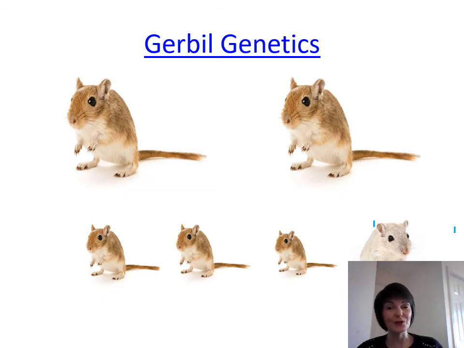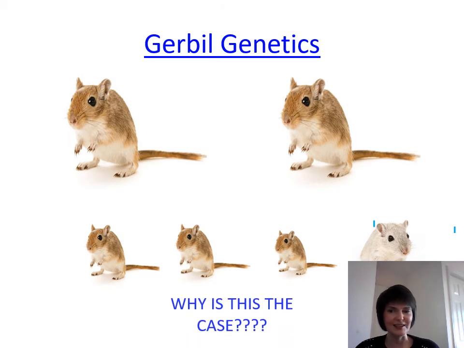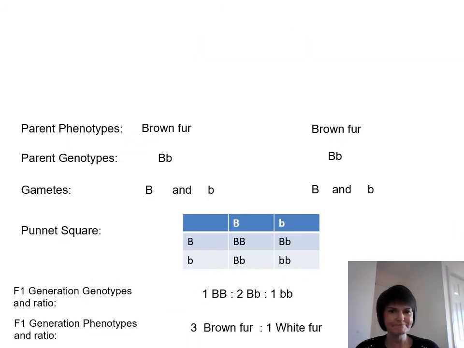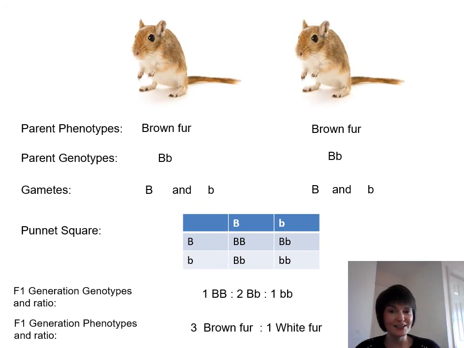And again, what we can do is produce a wee genetic cross to prove this. So how come two brown furred gerbils produce a mix of brown fur and white fur gerbils? Why is this the case? So here is Big Frank Jr., hello Big Frank Jr., and there is Francesca. And again, we can just go through the genetics cross.